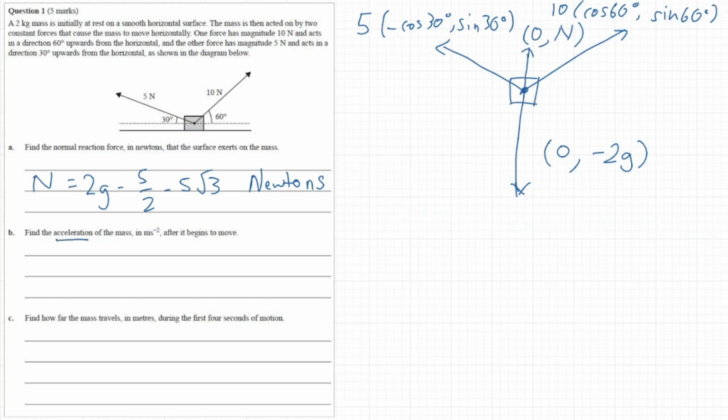For task B, we need to find the acceleration of the mass in meters per second squared after it begins to move. So to do that, we're going to focus in on the force in the x direction. This is pretty easy. So this x component is 0. The normal reaction force also doesn't have an x component. So there's only two things we need to include. We need to include the negative cos 30 degrees here and the cos 60 degrees here. So I'll do that now.